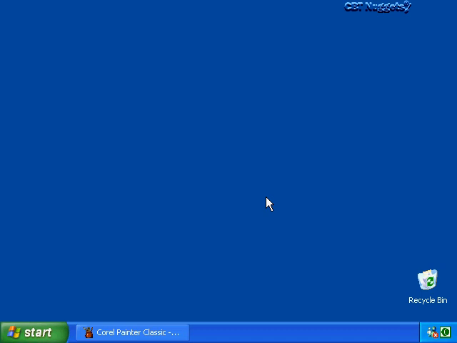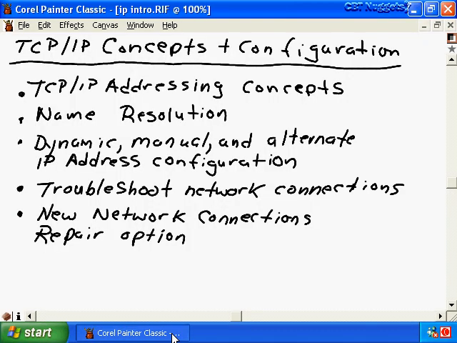TCP/IP concepts and configurations. In order for computers to communicate with each other on a computer network, they need to speak a common language. And in computer terminology, the common language is referred to as a protocol. And in this video, we're going to learn about the default protocol that's installed in Windows XP, which is the Transmission Control Protocol, Internet Protocol, or TCP/IP for short.